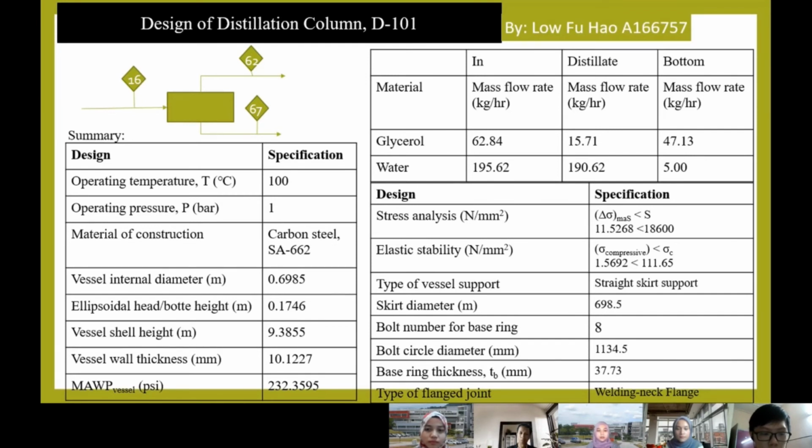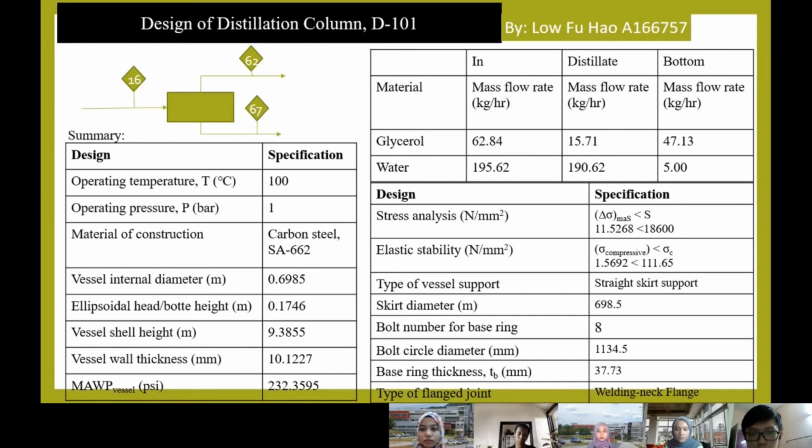For the MAWP of the vessel, we have 232.3565 psi, and the stress analysis is 11.5268, which is less than 18,900, and the elastic stability is 1.5692, which is less than 111.65, which proves that the design is safe.